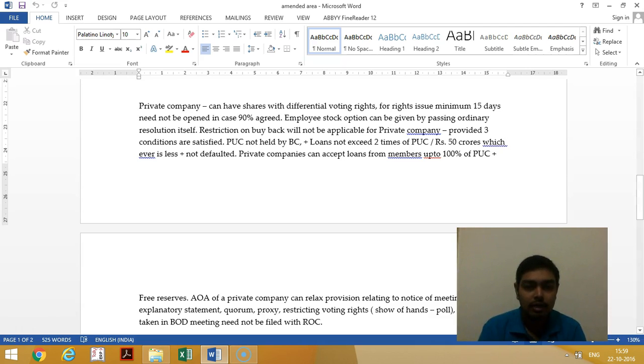Then the private limited company can accept loans from members up to 100% of the paid up capital and free reserves.